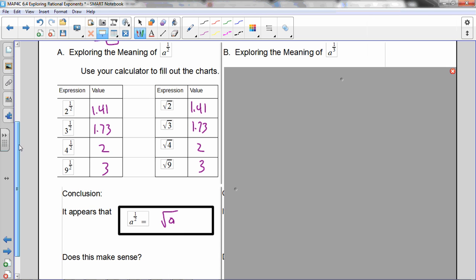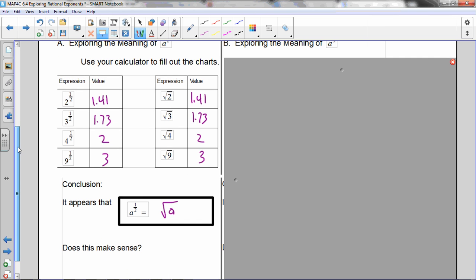Okay, great investigating. Good calculator work there, folks. You noticed that they were the same, right? So what this meant is that when I have an exponent a half, that means to take the square root. And does that make sense? Well, yeah, I think it does, and here's why.